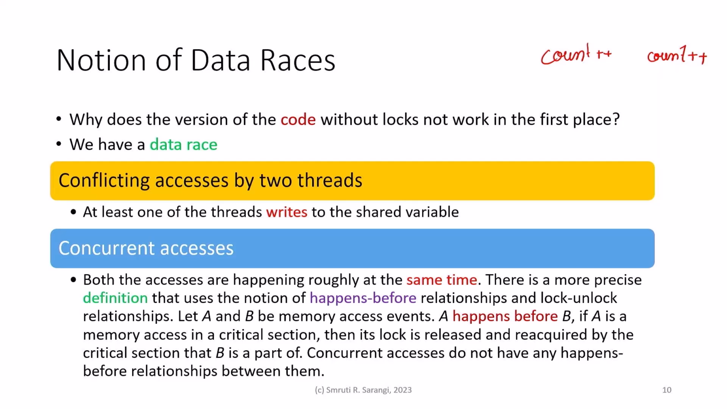Concurrent basically means that both the accesses are roughly happening at the same point of time. As we said, if this count access happens and then 10 years later that count access happens, then they are not happening at the same point of time. But in this case, what does same point of time mean formally? This means that there is no happens before relationship between accesses to count in one thread and accesses to count in the other thread.